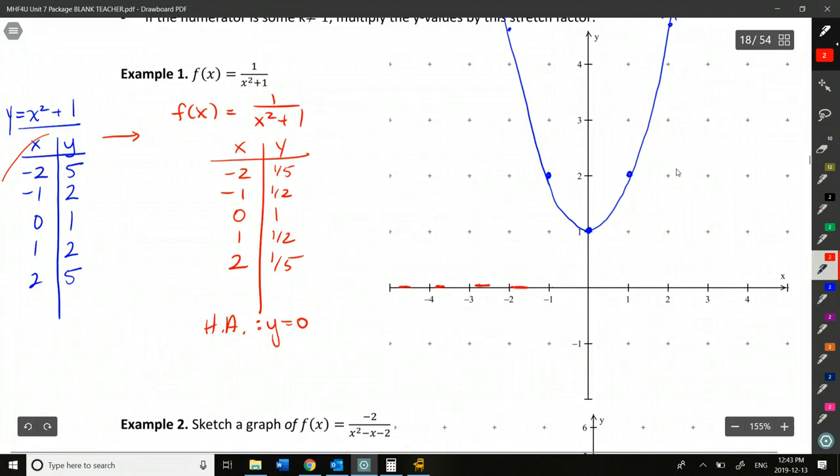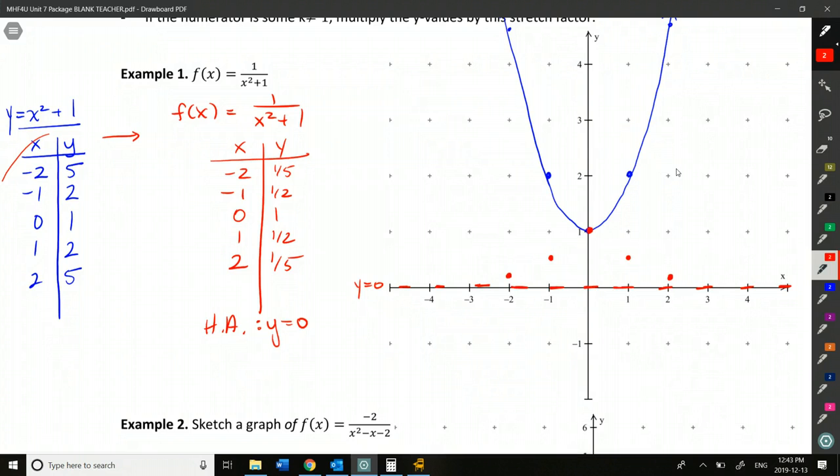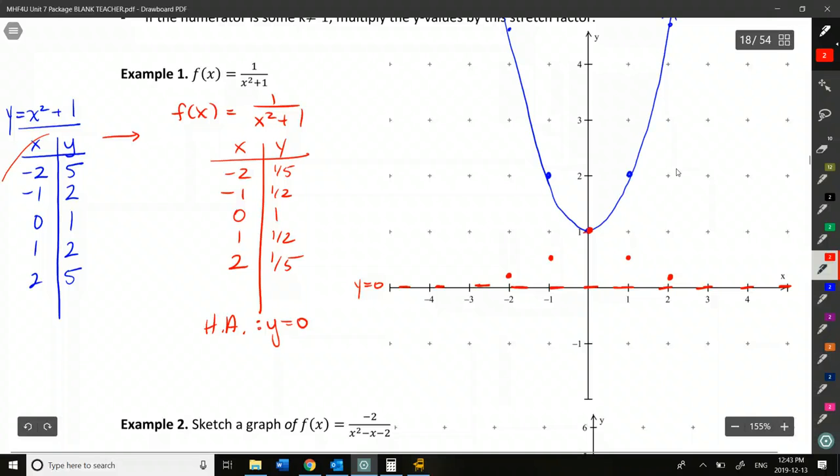Okay, so I'm going to pencil that in. And then we're going to graph our points here. So I've got -2, 1/5. It's maybe like right here. -1, 1/2. This point stayed the same. 1, 1/2, and 2, 1/5. So we end up with this function that kind of goes like this.